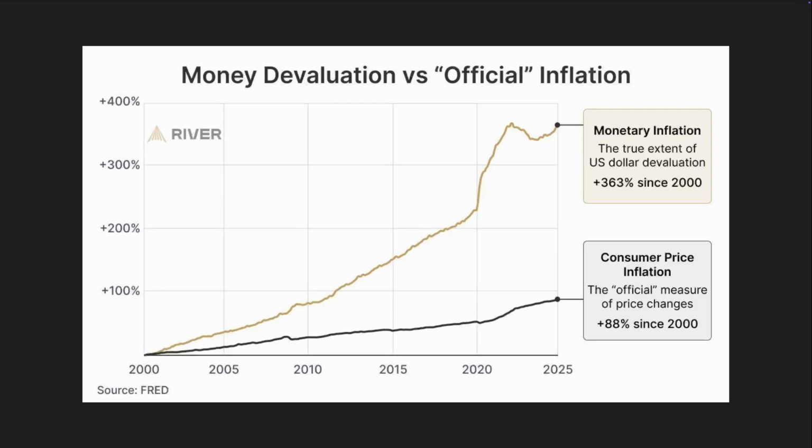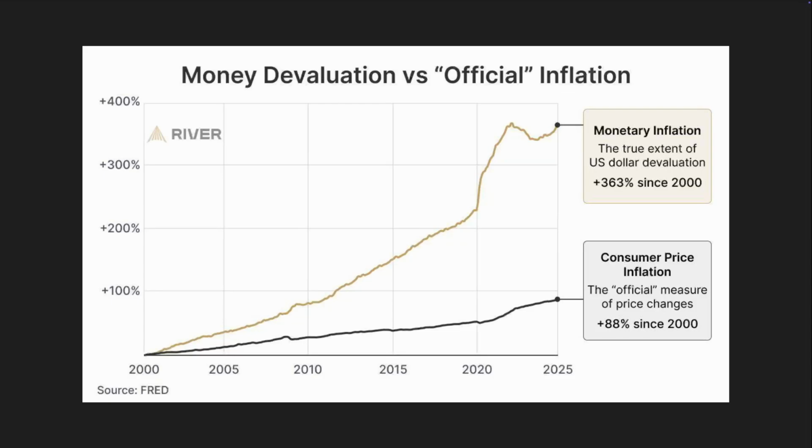Here we can see that since 2000, officially, CPI has increased by 88%. But the real rate that your money is being devalued is actually 363%. That's 275% more than they've been telling you.